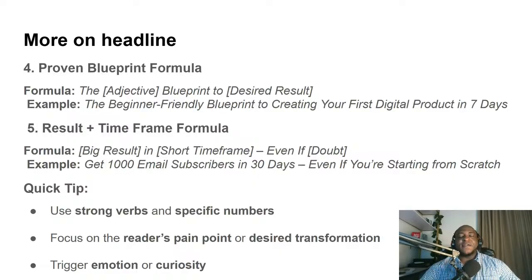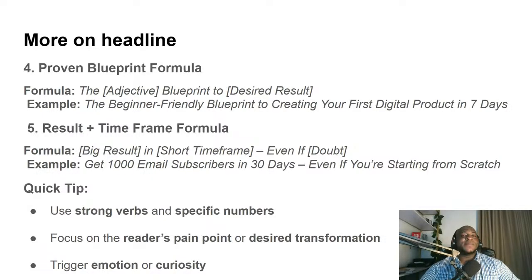So number 5 is the result plus time frame formula. How is this formula being used? Big results in a short time, even if doubts are eradicated. Now, the eradication of doubt is very, very important because sometimes when somebody says how to make 5 million naira with affiliate marketing, they already think, I don't have money, I don't have what it takes.